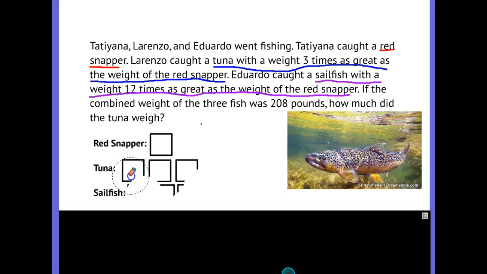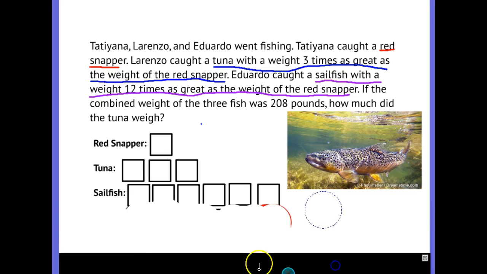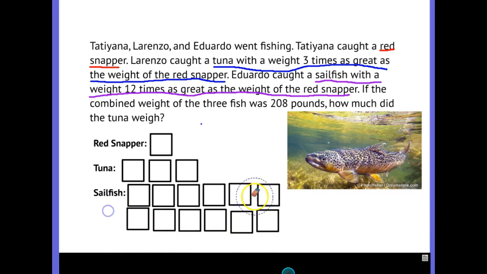Oops, I almost revealed some of the sailfish there. All right, so I know that the tuna was 3 times greater than the snapper. So how much bigger was the sailfish than the snapper? If I look up at the problem, it says the weight of the sailfish was 12 times as great as the weight of the snapper. So that shows me that the sailfish is actually going to get 12 whole boxes. So I'm going to have to scooch down here. Got even more boxes down here. All right, so I have 1 for the snapper, 3 for the tuna, 12 for the sailfish, just like it tells me in the word problem.